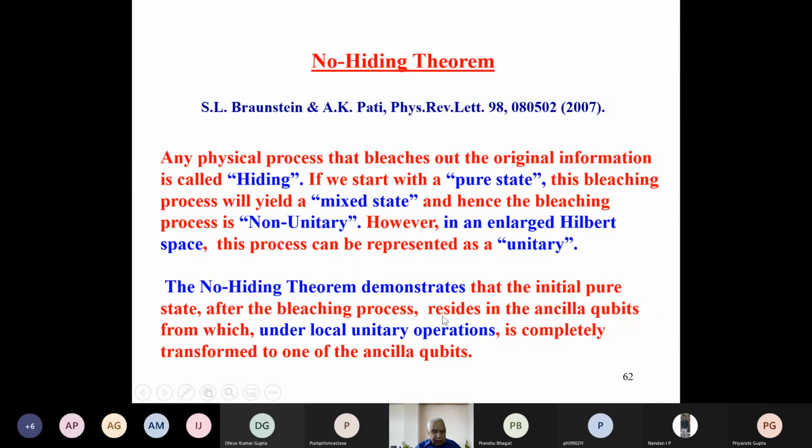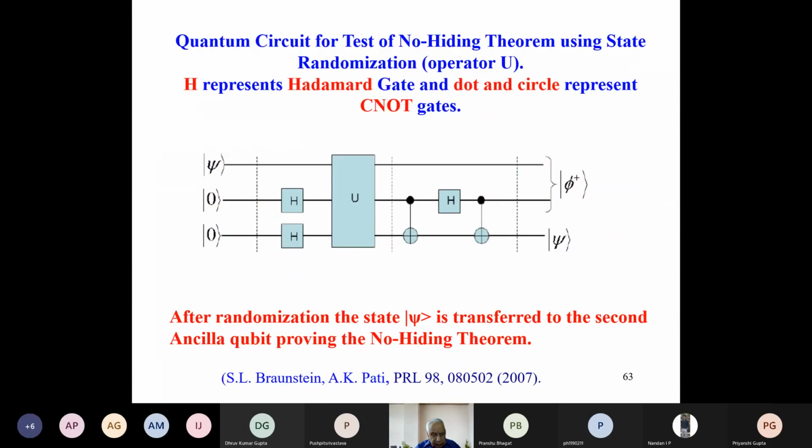So this was the circuit given by them. They create a Bell state, one of the Bell states, and then perform these two Hadamard gates and a U operation, which is the randomization operator, and then through local operations, this is control-NOT, Hadamard, control-NOT. They have mathematically shown that the psi will appear here. Okay, in this paper, they have mathematically shown the psi will appear here.